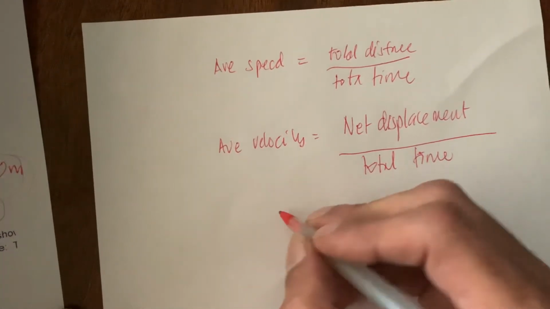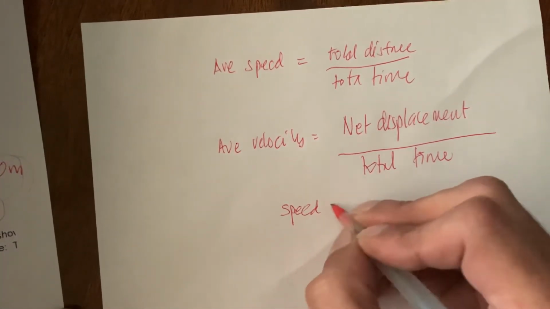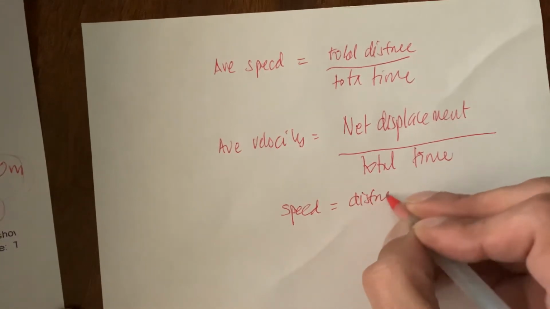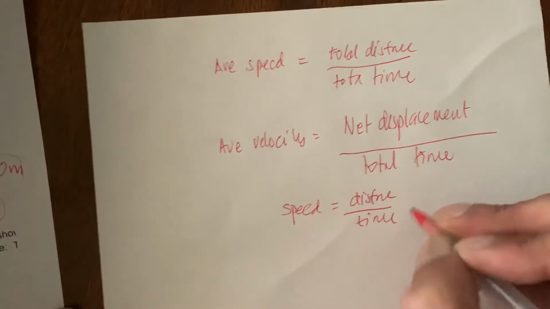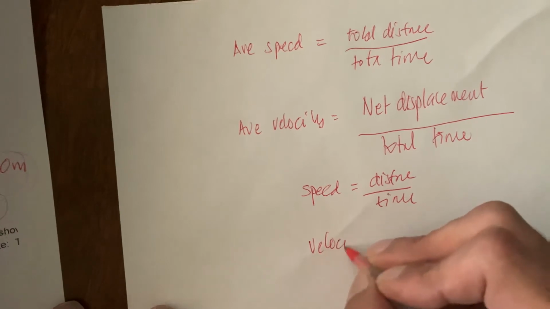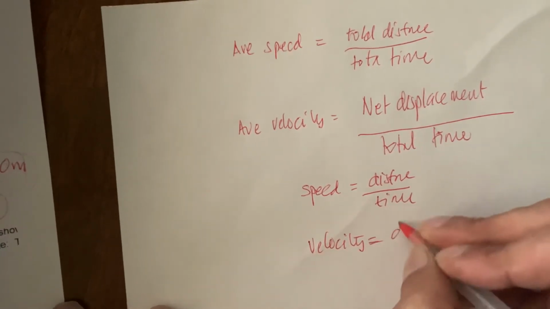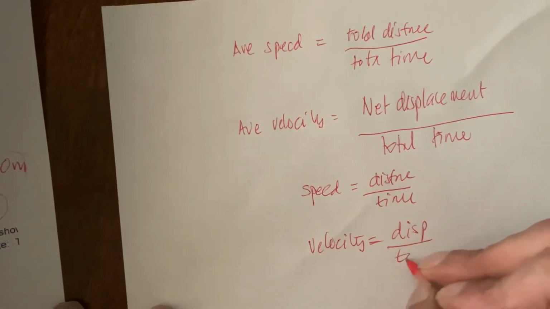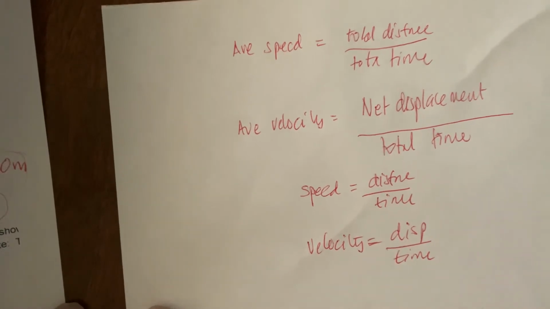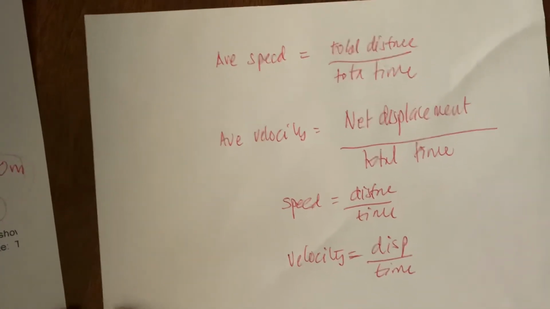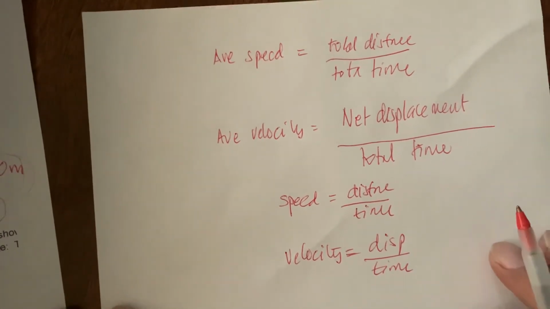Another thing I'd like you to just keep in here is speed equals distance over time, and velocity is displacement over time. Now keep these in front of you while you're working through these questions so that you know what you have, what you're looking for.